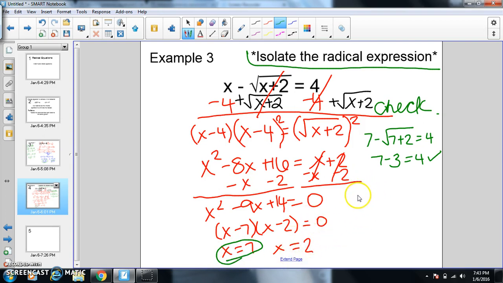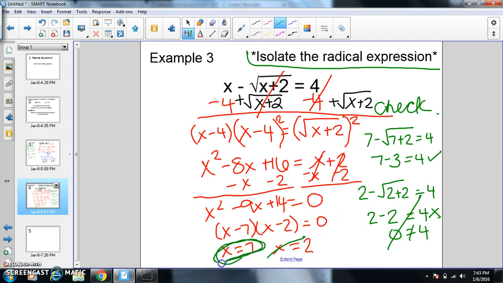Now x is equal to 2. 2 minus the square root of 2 plus 2 is equal to 4. 2 plus 2 is 4. The square root of 4 is 2. So 2 minus 2 is equal to 4. That is not true because 0 does not equal 4. So this is not a solution. And our solution for this equation is x is equal to 7.